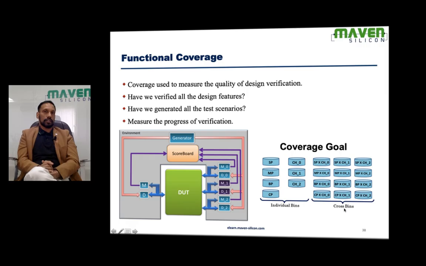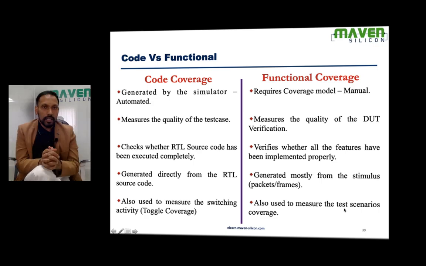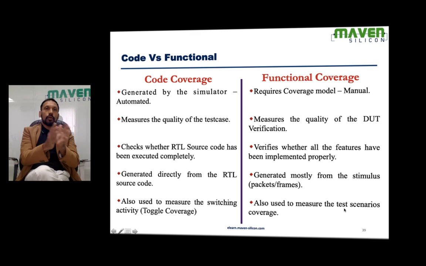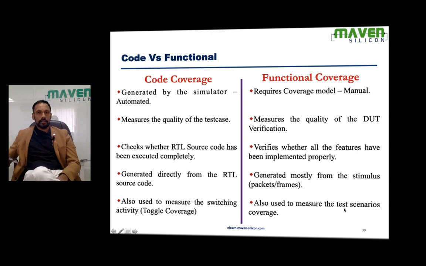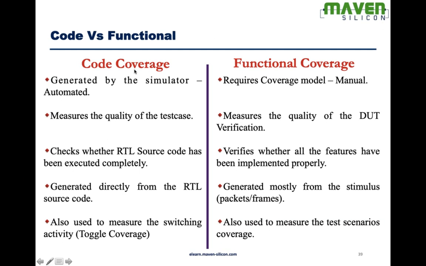This is functional coverage. Here we are not checking whether we are executing every statement of the RTL code, whether we are executing every branch. That's code coverage. So to understand precisely the code coverage and functional coverage, you need to understand the difference between code and functional coverage. Look at here. Code coverage is generated by the simulator. It's an automated process. We don't really need to write any source code. But when it comes to generating functional coverage, we have to implement the coverage model in SystemVerilog. So it demands a coverage model. It's a manual process.